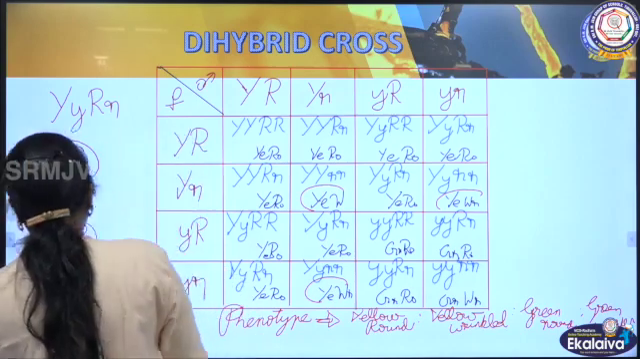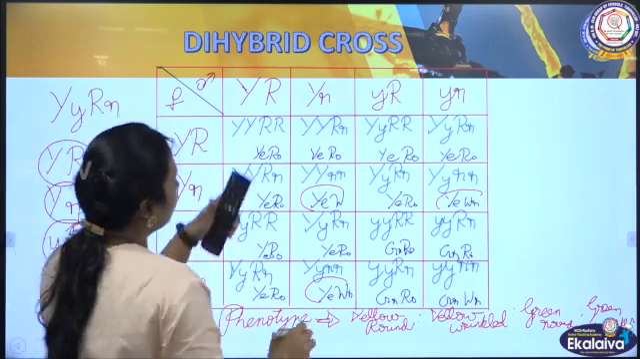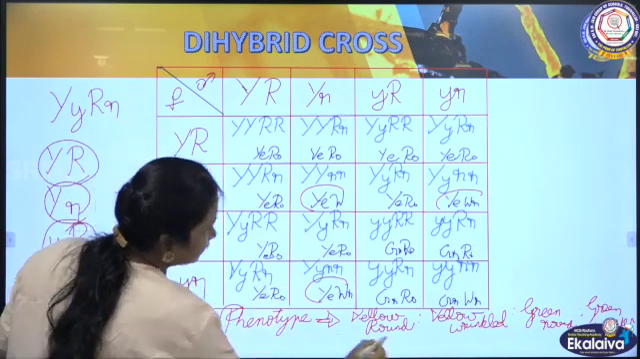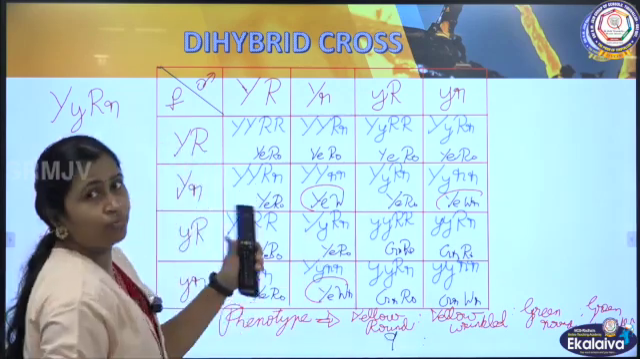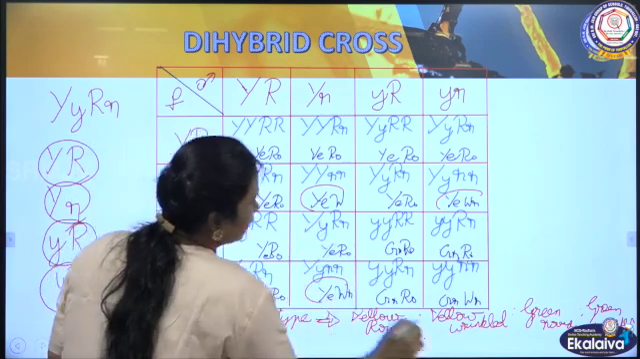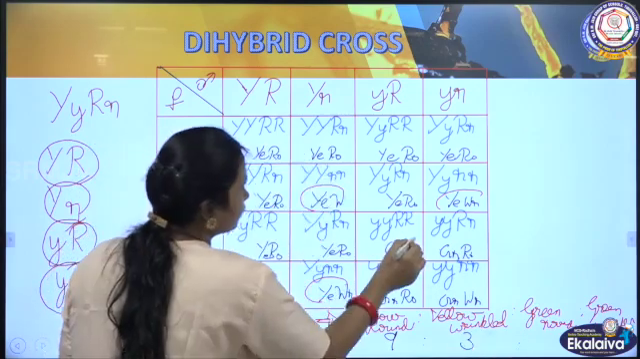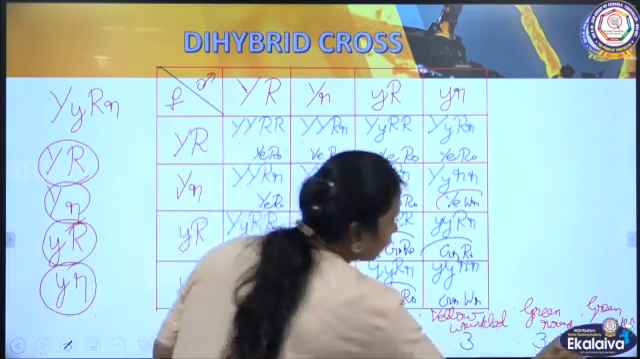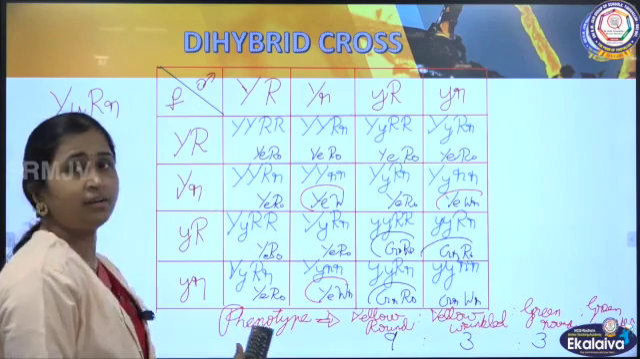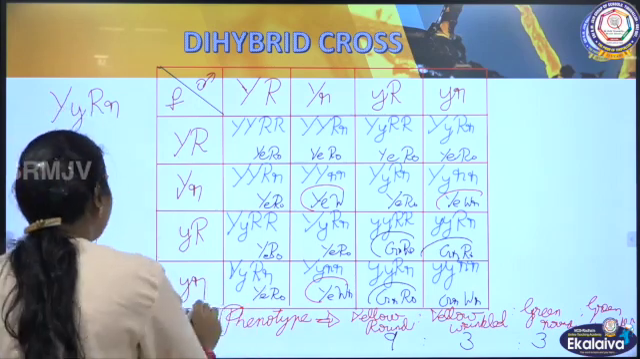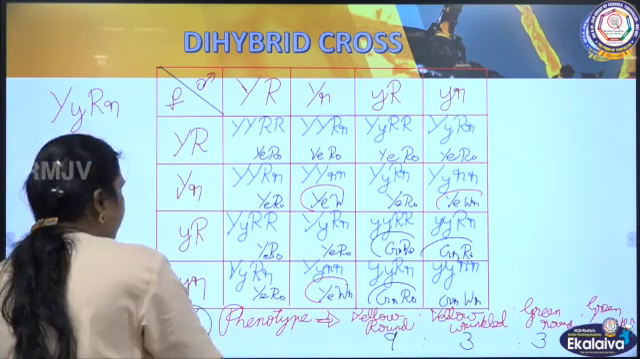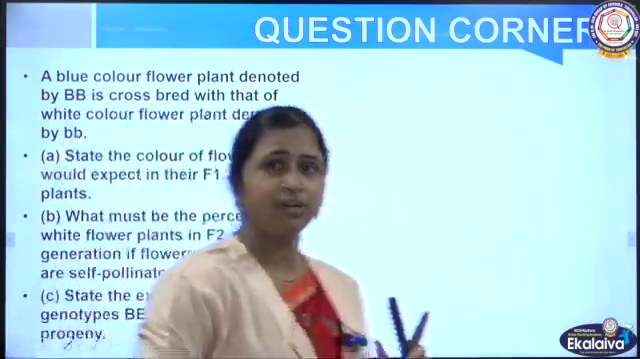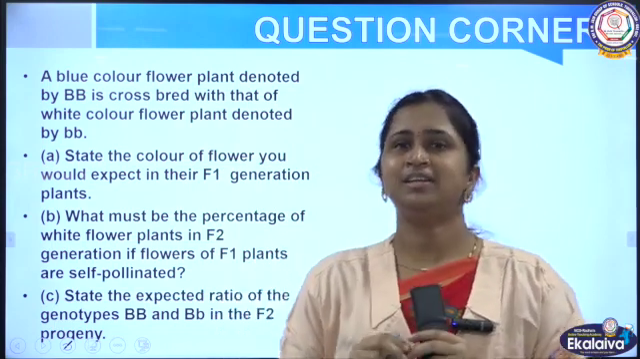So let me see the number. What are the numbers? Yellow round: 1, 2, 3, 4, 5, 6, 7, 8, 9. So 9. Yellow wrinkled: 1, 2, 3. So 3. Green round: 1, 2, 3. So 3. Green wrinkled: 1. This is the phenotypic ratio. This is another important topic. So next class, I'll pose a question here. Try to find out the answer. We'll see in next class.